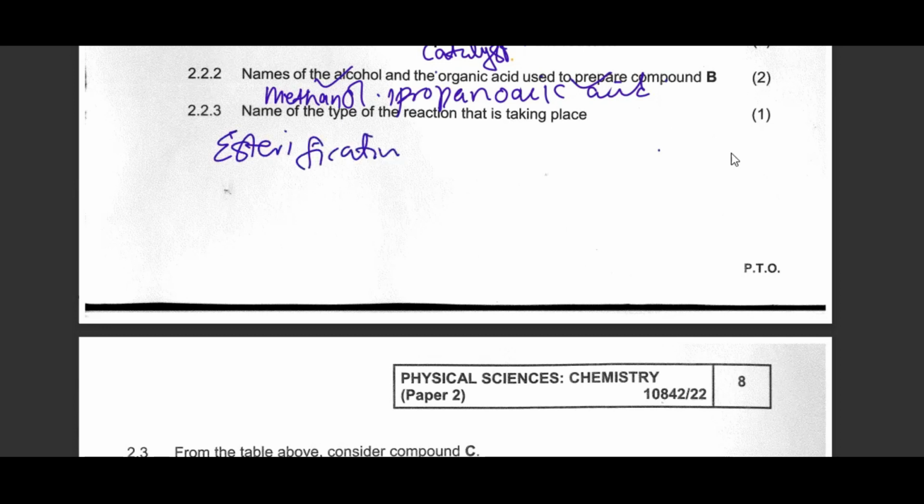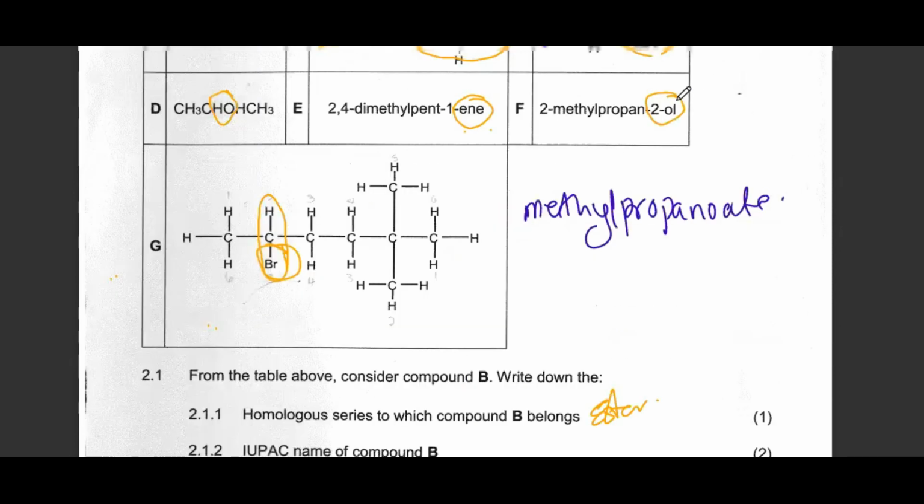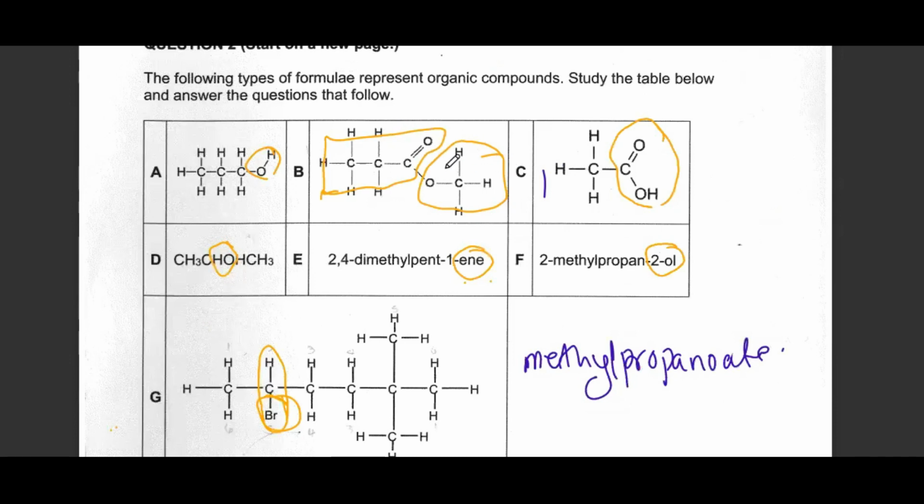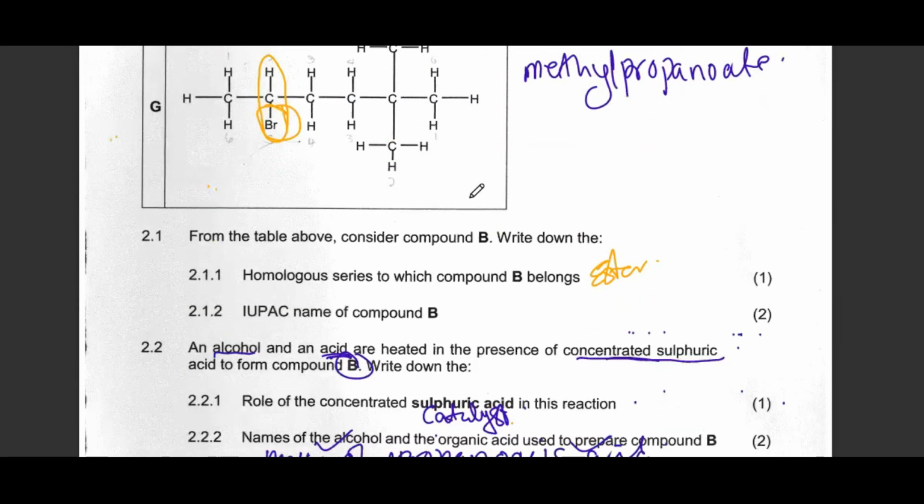Esterification. Sometimes we can call it condensation. Yes, why condensation? Because it results in the loss of water molecules or small molecules, for example water. So at the end of the reaction, when this one is formed, you also produce a small molecule called water.